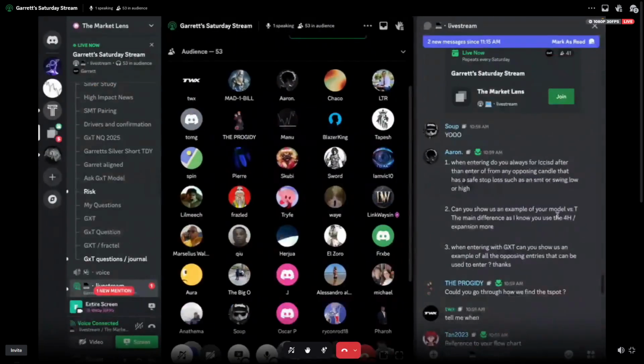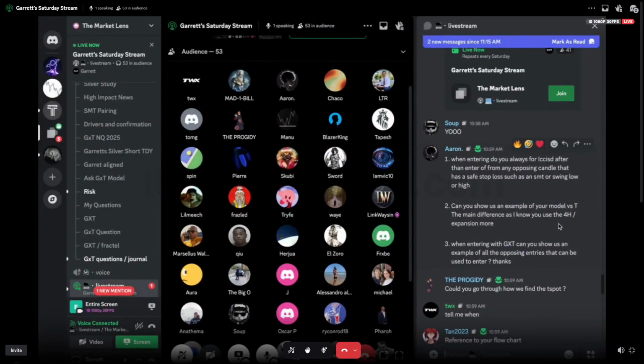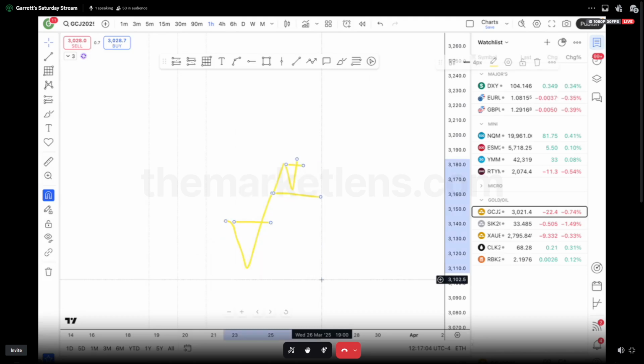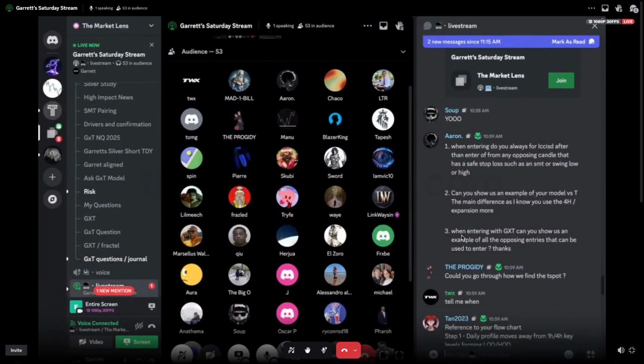Does that make sense? Can you show an example of your model versus T's, the main difference as I know? Well, it's the same thing. I'm using T's model. It's the same thing, except the way I frame fractal models is I'm trying to catch the daily expansion. That's the only difference. I'm aligning multiple time frames in one direction.